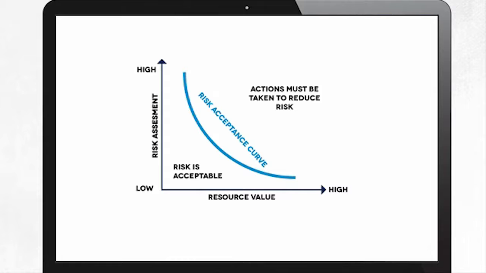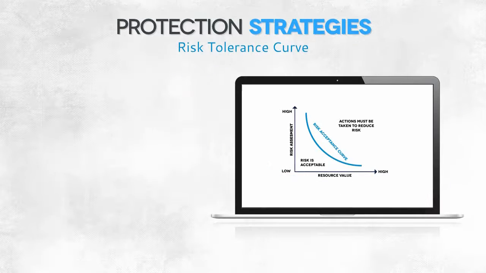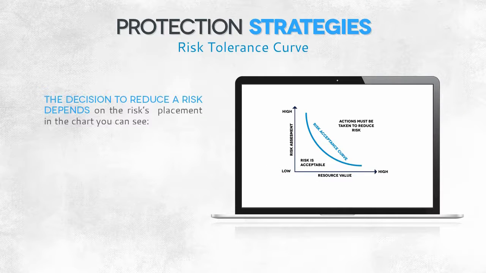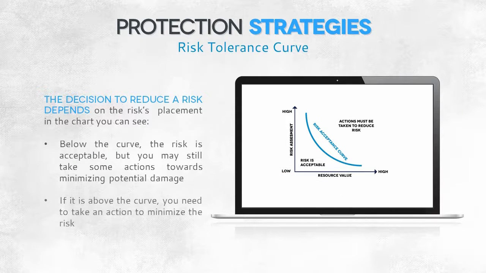Every value under the curve represents an acceptable threat. There's no point in investing money on the prevention of such threats. This is because either the risk or the resource value is very low. With the increase of the resource value, we approach the curve and eventually cross it. High resource value places the threat above the curve, even if the risk value is relatively low. This requires us to take measures to minimize the risk.